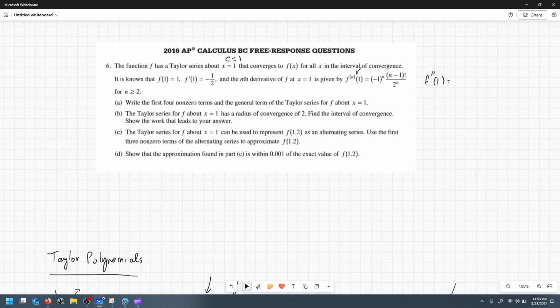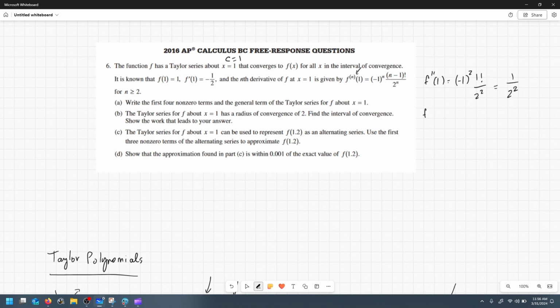That means all you got to do, if we're doing the second derivative, is plug in 2 for n. So we have negative 1 to the n, which in our case is negative 1 squared. Then on the top you have 2 minus 1, which is 1 factorial. And on the bottom you have 2 to the second, because again we're plugging in 2 for n. And if we simplify this, negative 1 squared is positive, 1 factorial is just 1, and on the denominator you have 2 squared.